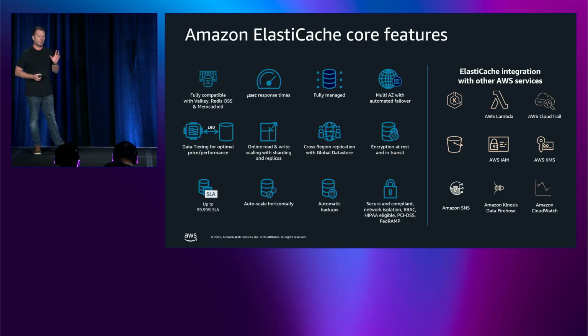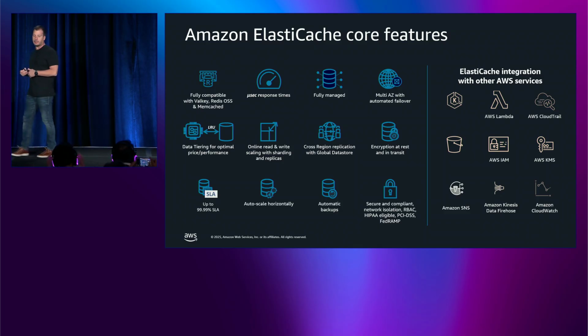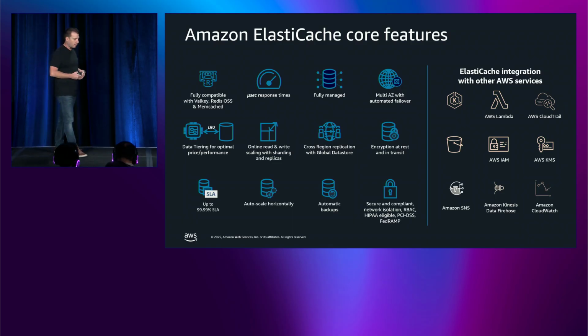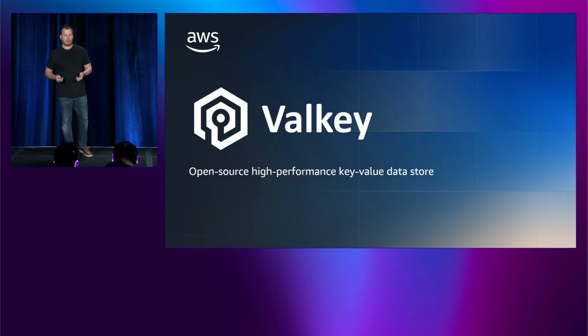So for those of you who are not familiar with Amazon ElastiCache, ElastiCache is a fully managed service that makes it easy to deploy, operate, and scale the in-memory data store on the cloud. Now, ElastiCache significantly improves the performance of your application by providing microsecond response time. We support 3 open source engines. We started with Redis open source, Memcached, and Valkey.